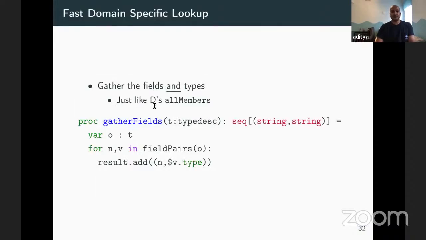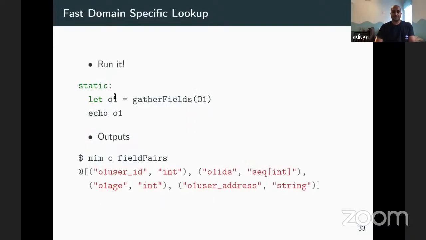And in Nim, I can do that just like I did with D and allMembers. So I have this function called gatherFields that takes a type and outputs this lookup table of field names to types, right? And it uses this built-in called fieldPairs that just iterates over all the fields and adds them to a mutable variable at compile time.